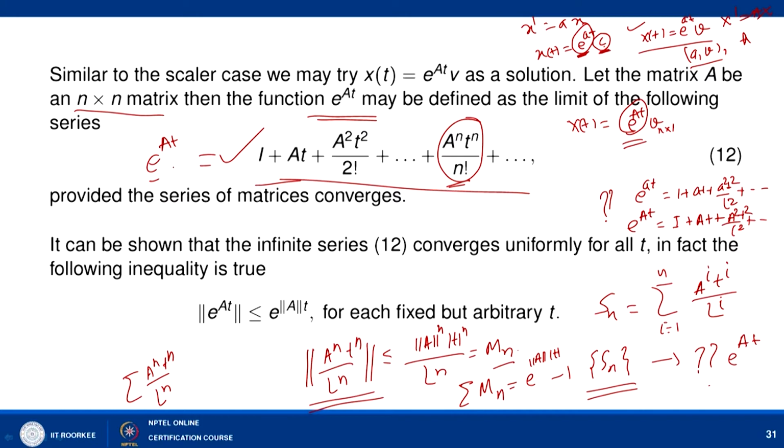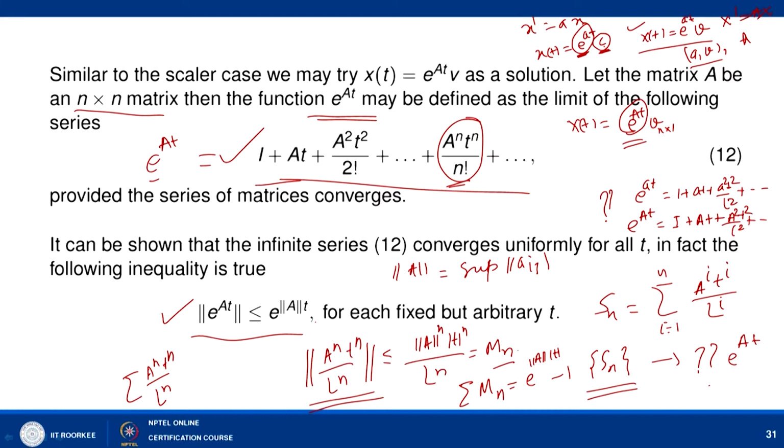is uniform, and we can also prove the following identity: the norm of e to power a t is less than or equal to e to power norm of a t. Here I have taken this particular example. The norm of a is the supremum of aij, which is basically the modulus of aij. You can take any kind of norm, and we can prove that the norm of e to power a t is less than or equal to e to power norm of a into t.